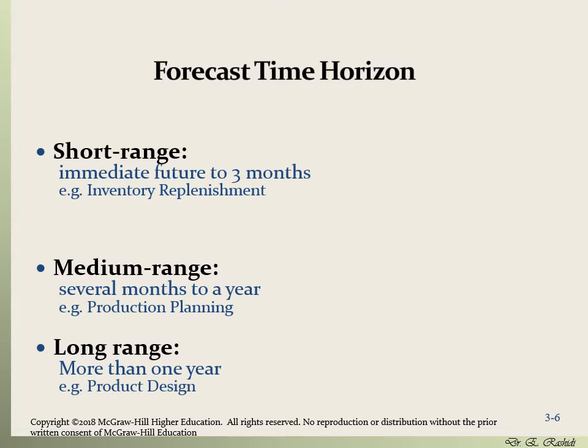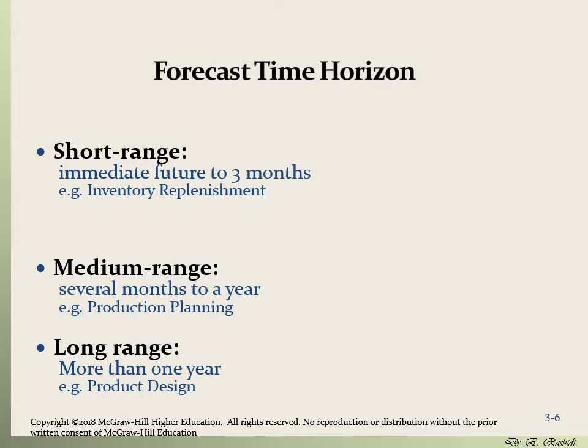Next, we have the medium range time horizon for forecasting. It's typically between 3 months and a year. It's less than a year, greater than 3 months. A type of problem, for example, that would require a medium range time horizon for forecasting is production planning. How many products you want to plan or to produce within a year, for example, or within a couple of months. So that's a medium range type of problem for forecasting.